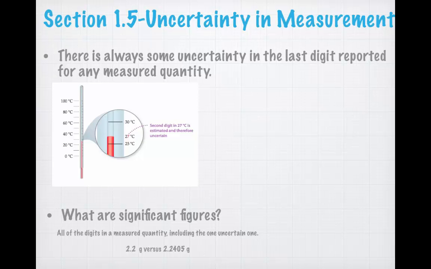So if you look at the value 2.2 versus 2.2405, you can see, and I'll review counting sig figs with you in just one second, that 2.2 is not as certain of a measurement as 2.2405, and we'll learn that that's because 2.2 only has 2 significant figures, while 2.2405 has 5 significant figures.